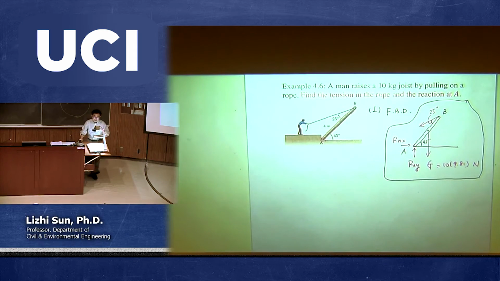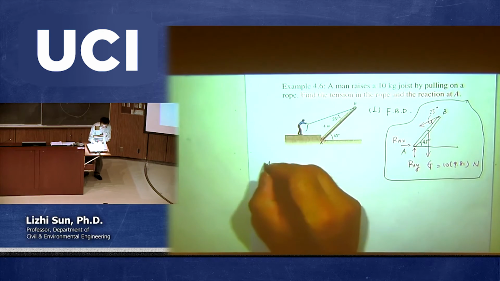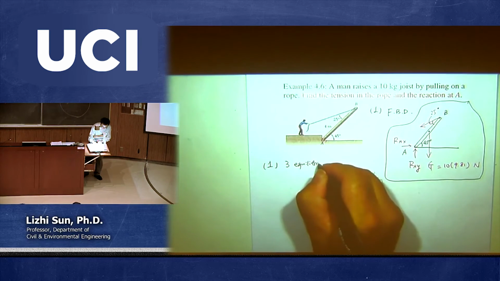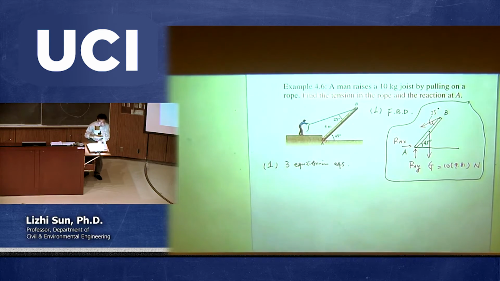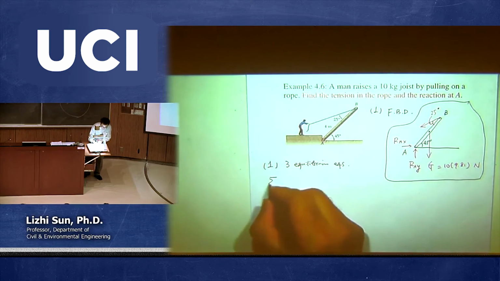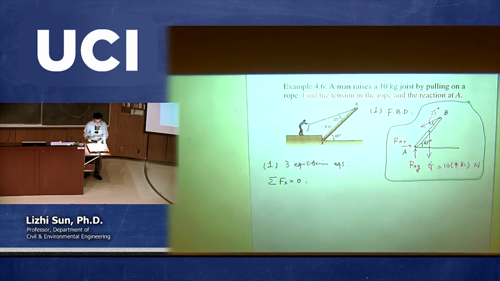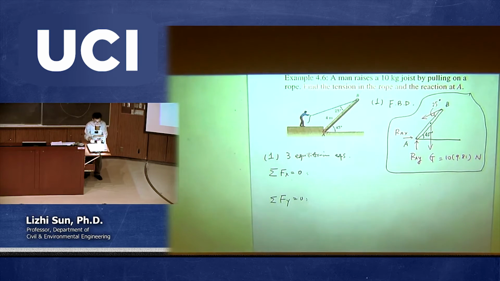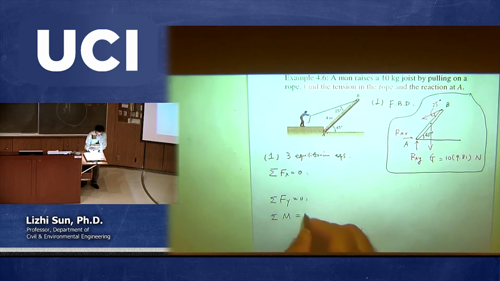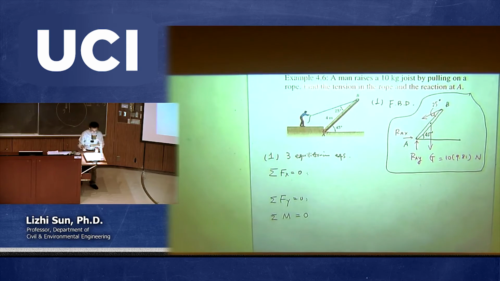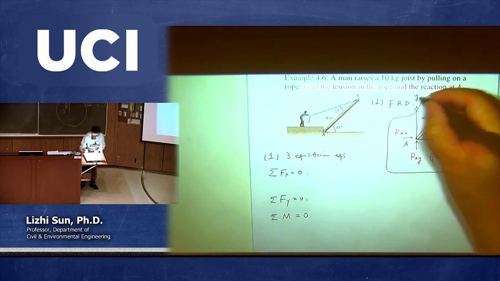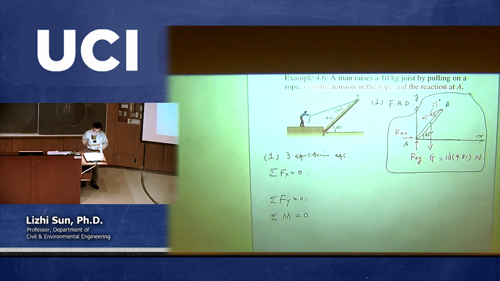Instead of using the concurrent forces concept, we basically just want to use the three equilibrium equations to solve this problem. In other words, we just need to collect all forces in the x direction and set equal to 0. We need to collect all forces in the y direction and set equal to 0. And then we need to collect a moment equation at a certain point. So let's do one by one. Let's say this is the x direction and this is the y direction, and let's collect all the forces in different directions.